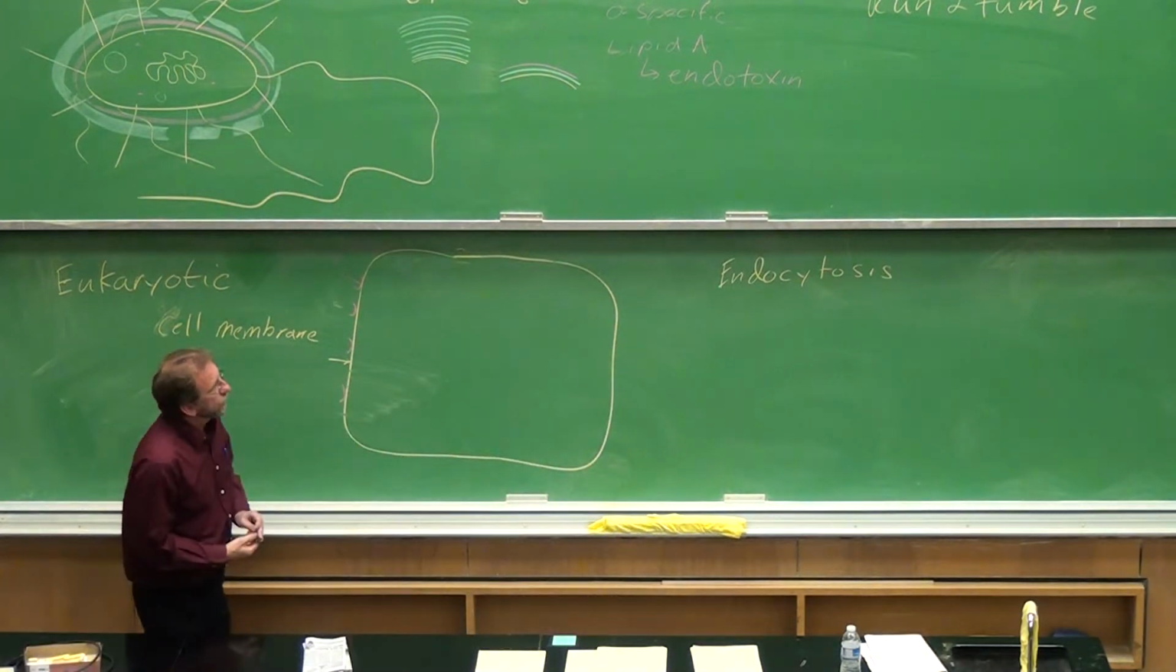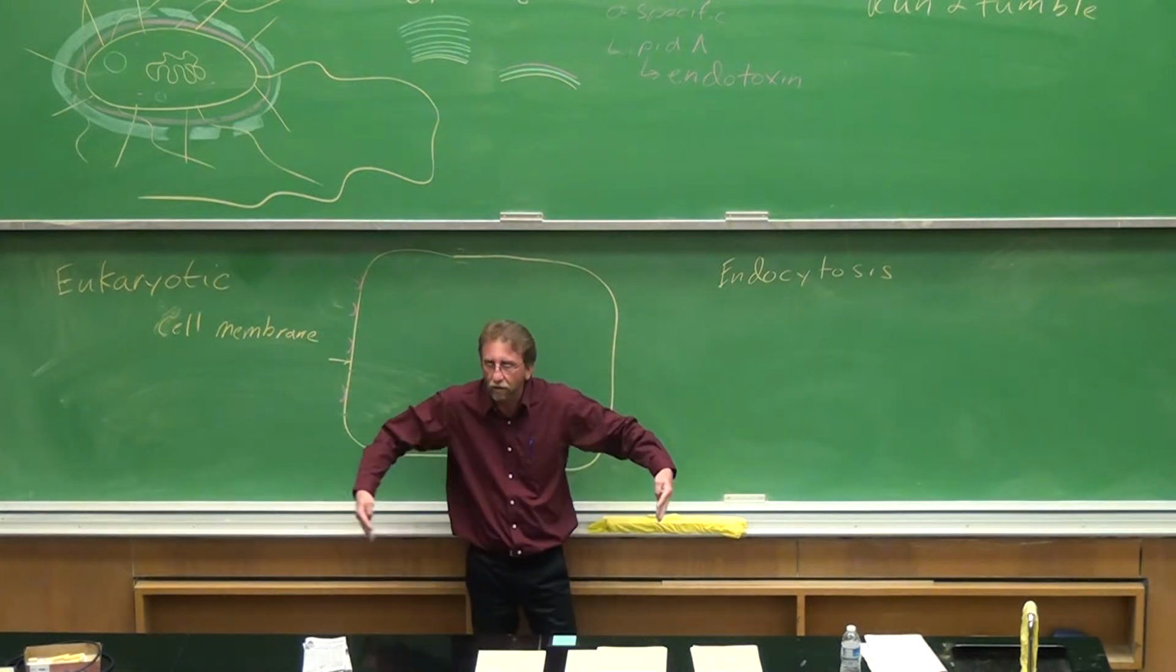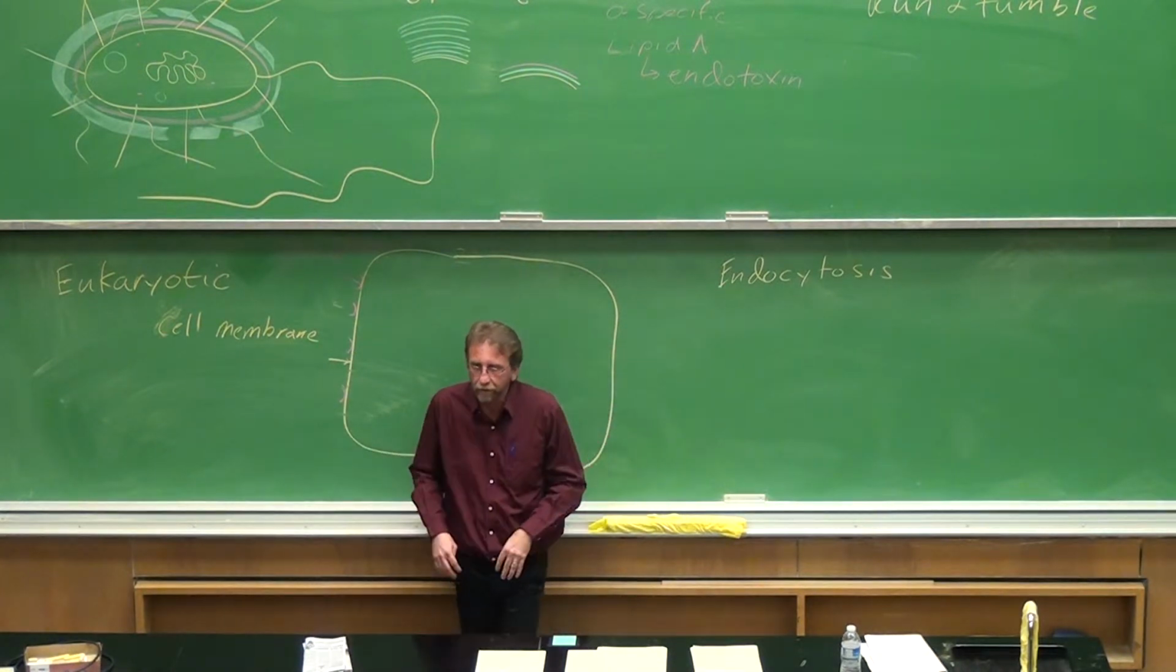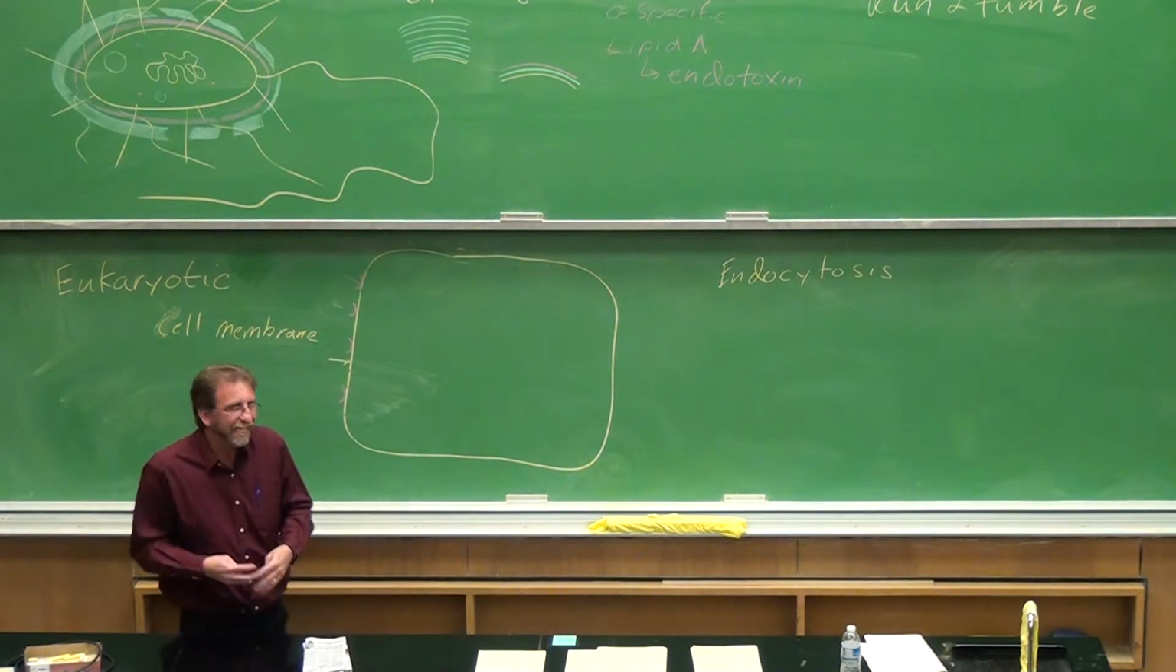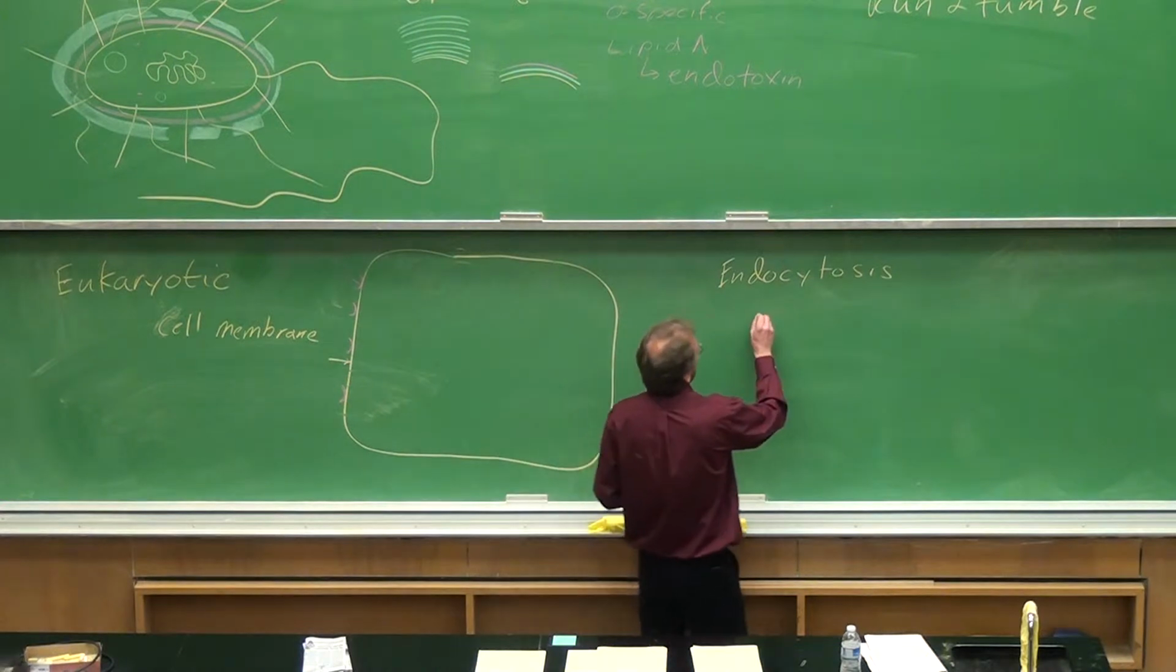So endocytosis is a way of engulfing, surrounding the material with the cell membrane and bringing it into the cell. Now there are two types of endocytosis.